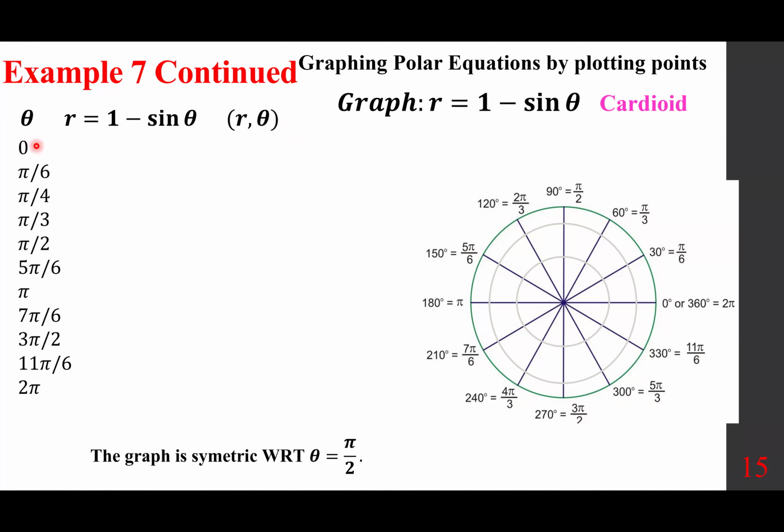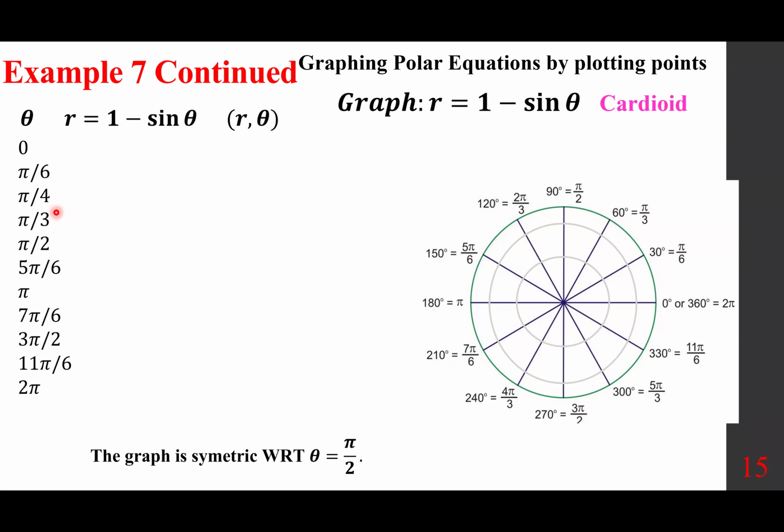So for 0 as an example, sine becomes 0, we get 1. For pi over 6, sine is 1/2. 1 minus that is 1/2. For pi over 4, you get 1 minus square root of 2 over 2. For pi over 3, 1 minus square root of 3 over 2. For pi over 2, sine is 1. 1 minus 1 is 0. 5 pi over 6, the same as pi over 6. In the second quadrant, sine is still positive, so the same 1/2. 1 minus 1/2. Pi, sine is 0. So 1 minus that, it remains as 1.